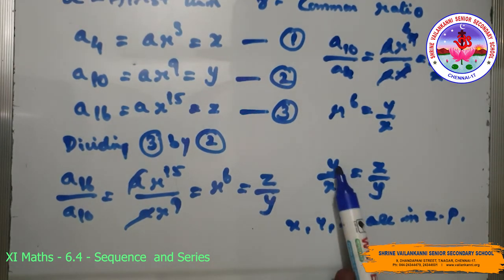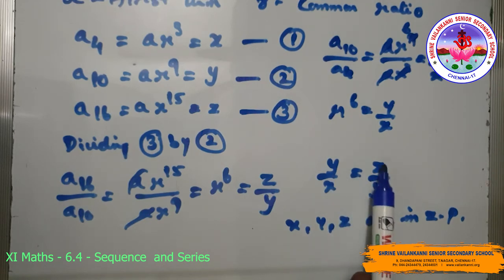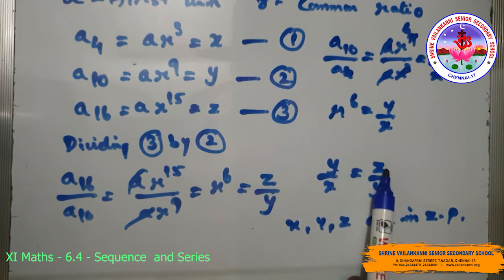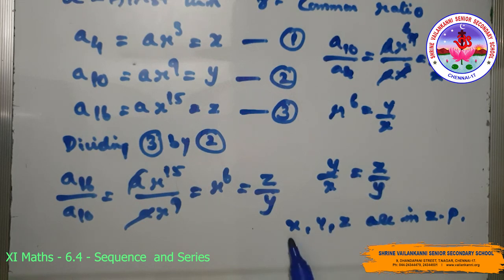We can say that A2 by A1, where A1 is x and A2 is y, is equal to A3 by A2, where A3 is z and A2 is y. A1 is x, A2 is y and A3 is z. Therefore x, y, z are in GP.